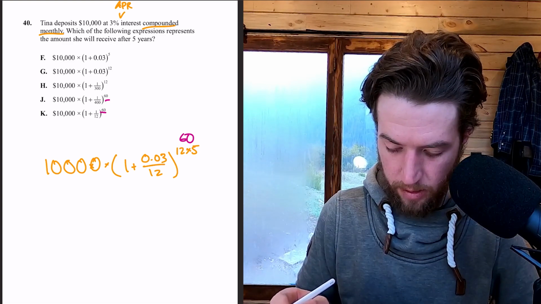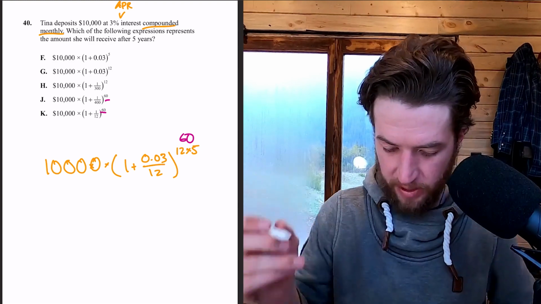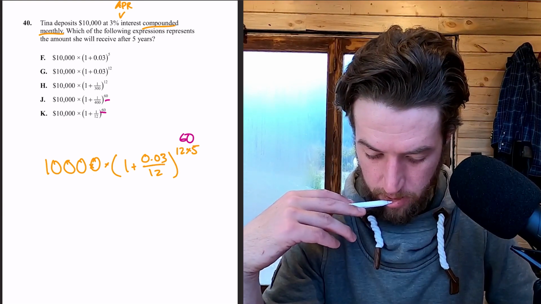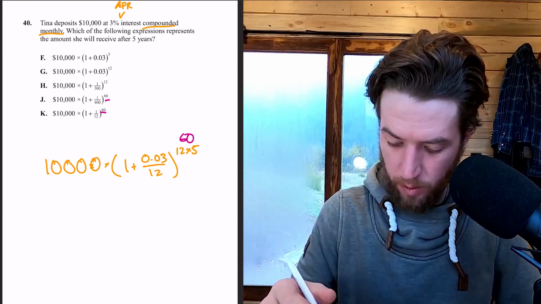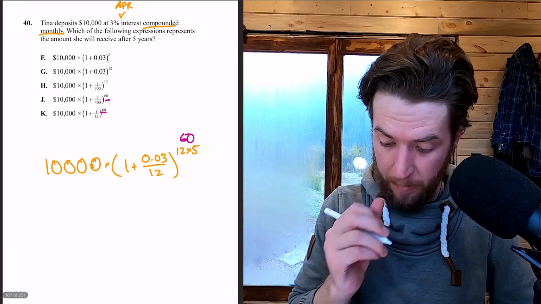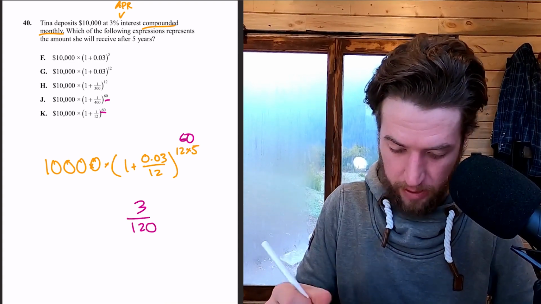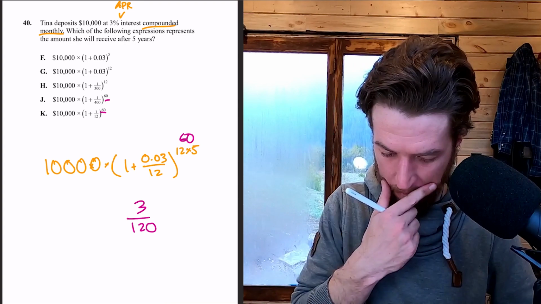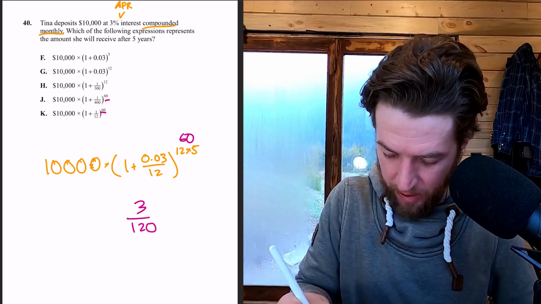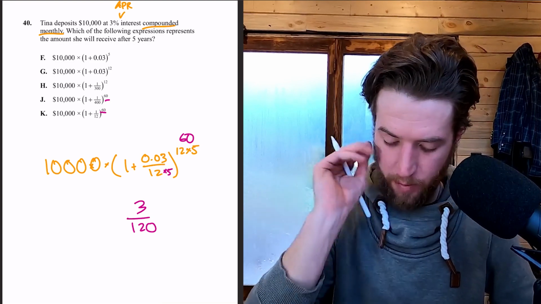Or is it just 1 plus 0.03? Then it wouldn't be to the 60th. It's compounded monthly. Is this equal to 1 over 400? What is 3 over 120? That's not 1 over 400. What? This wouldn't be like times 5 by any means. Then it would be. No, then it even wouldn't be right.